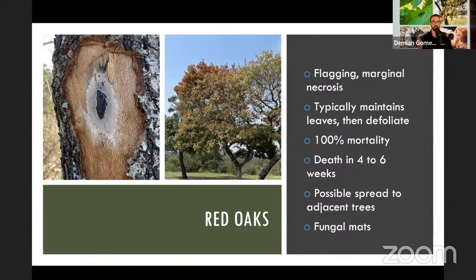And what we have with red oaks is that we expect to see 100% mortality. So all red oaks are going to die between 4 to 6 weeks after they start showing symptoms, and there's no exception. But what happens sometimes is that the disease can spread to adjacent trees. That happens through the interconnected root system as well. And again, these are the only group of trees that can form those fungal mats. And you can see there, we removed a patch of the bark, and under the bark, you can see that fungal mat full of the spores and full of beetles as well.